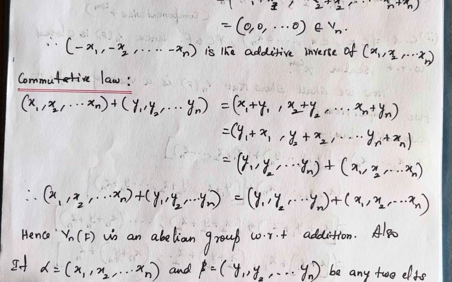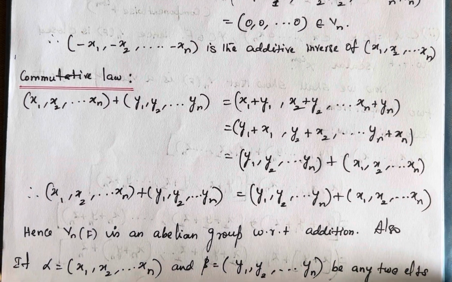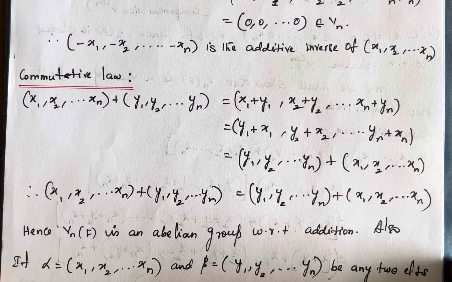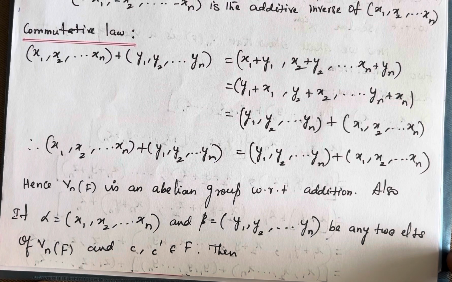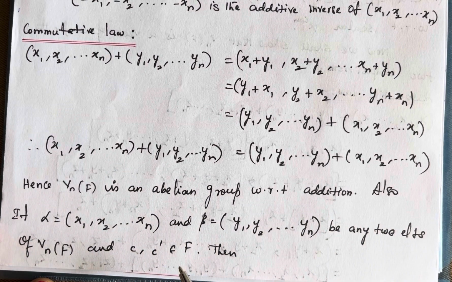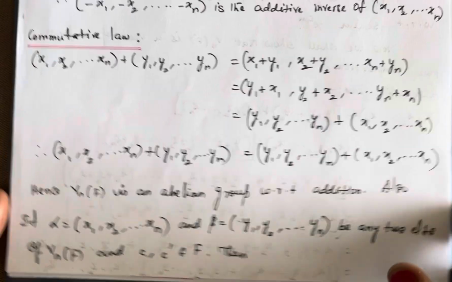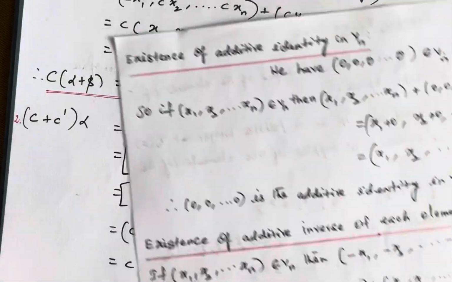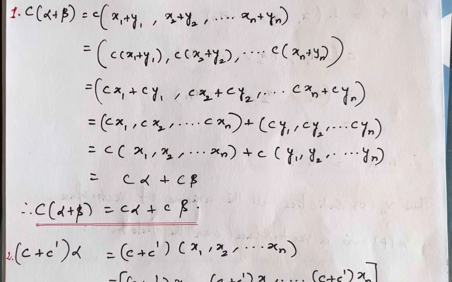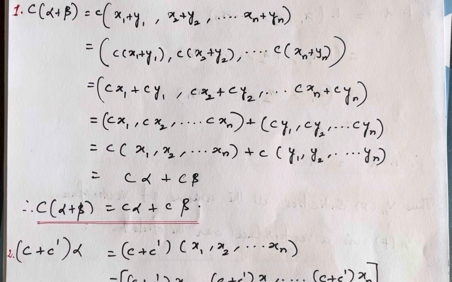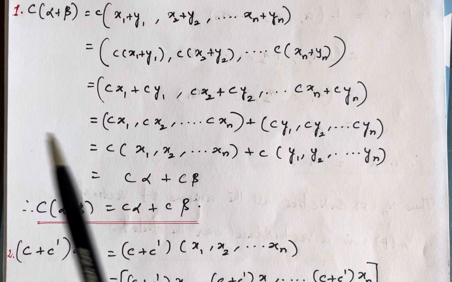So if alpha is equal to x1, x2, etc., xn and beta is equal to y1, y2, etc., yn be any two elements of Vn(F), and c, c dash belong to F. That is, c is one scalar and c dash is also another scalar. Now we prove the remaining axioms. The first one is going to be c into alpha plus beta. So I should prove that c into alpha plus beta is equal to c alpha plus c beta.